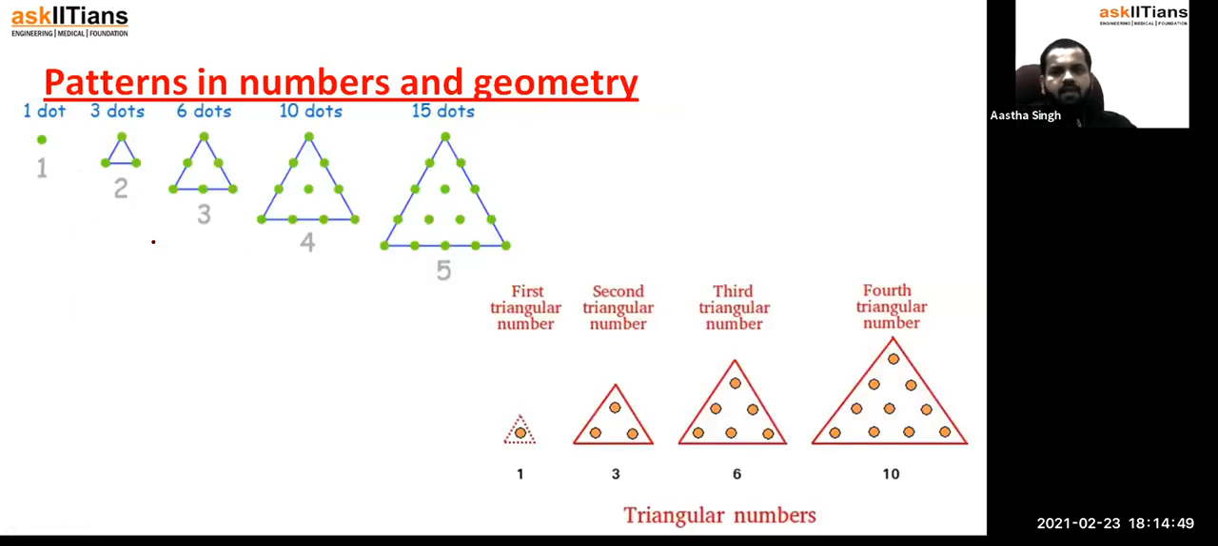Patterns in numbers and geometry. So this is generally showing the patterns. One dot is just a dot, and three dots is basically your triangle. Then your six dots: one, two, three, four, five, and six. These are showing your patterns, right?